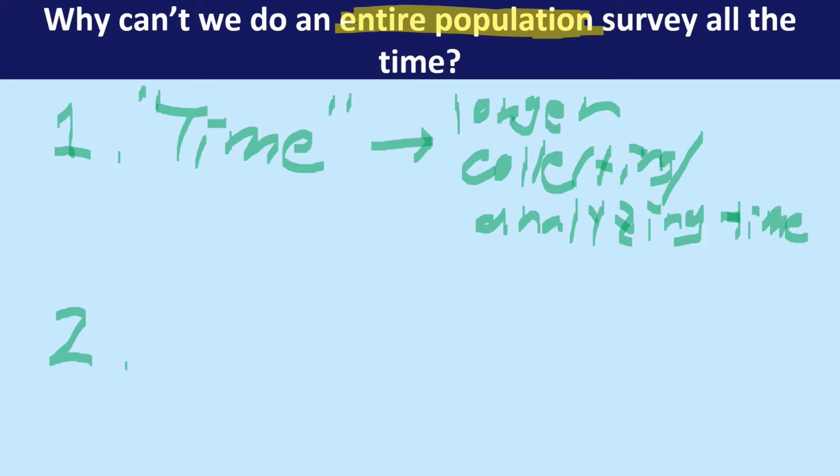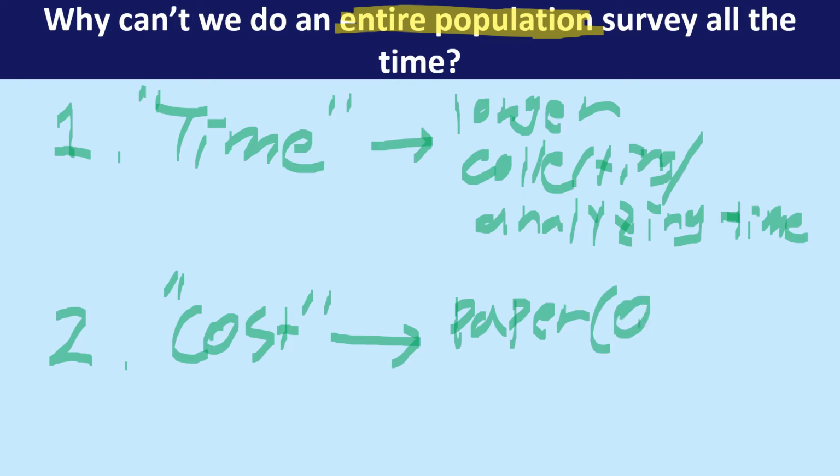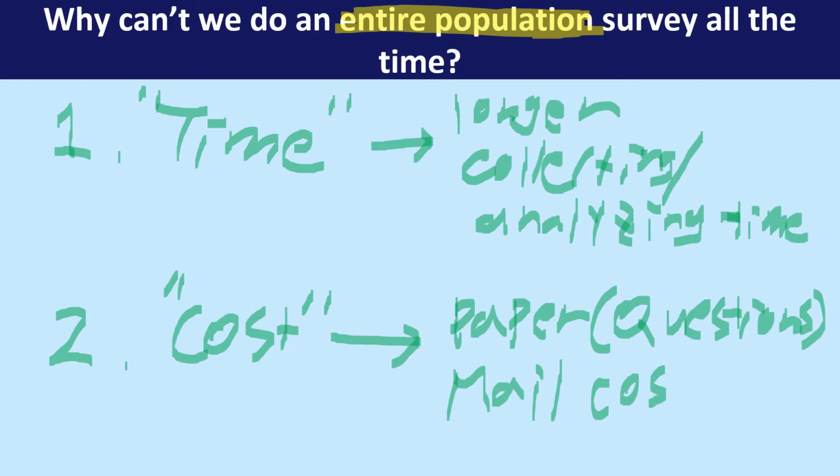The second situation that you can think of is cost. Imagine you're doing any type of paper survey and mail, the one that has the questions. There will be some that goes to waste because you overproduce most of the time. And mail cost can be another one.